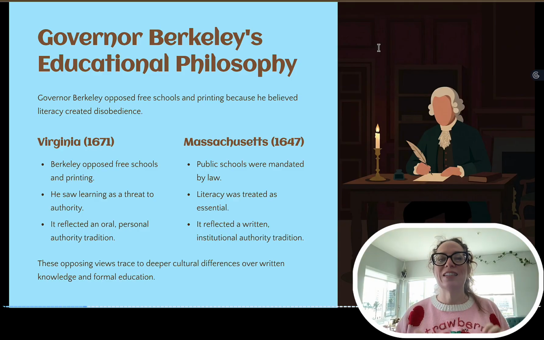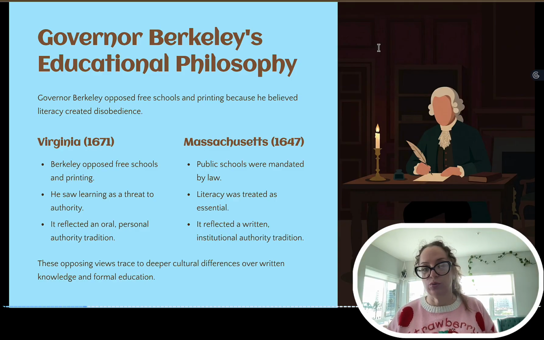And here is his exact answer. I thank God that there are no free schools, nor printing for books and such, and I hope we shall not have these for 100 years, because learning has brought disobedience, heresy, and division, or sex, into the world. And printing has basically made it worse, and lies against the best government, okay? God keep us from both. God keep us from books and schools.